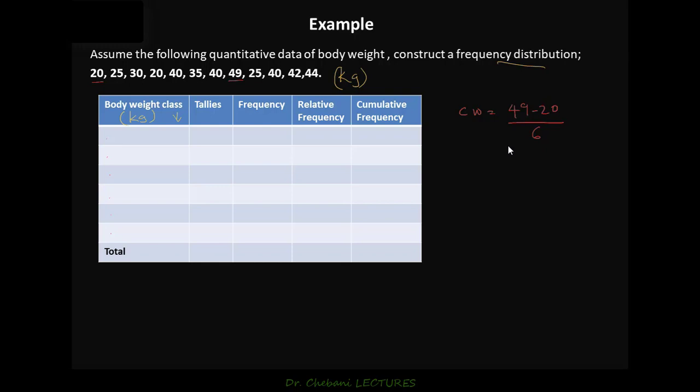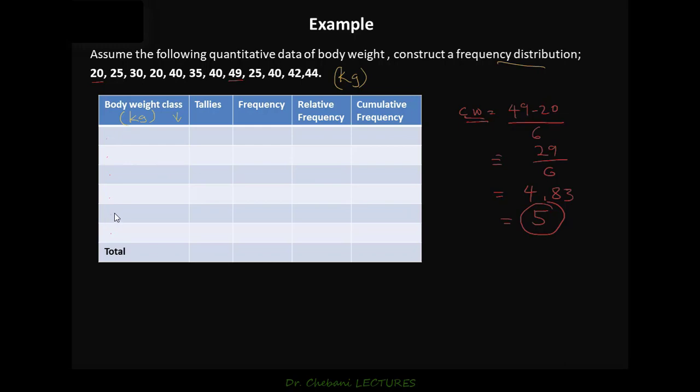So 49 minus 20 is 29. We divide that by 6. We would get something like 4.8, right? 4.83. Remember we said we round up, so this is 5. So it means that we are going to have a class width of 5 in these classes, right?